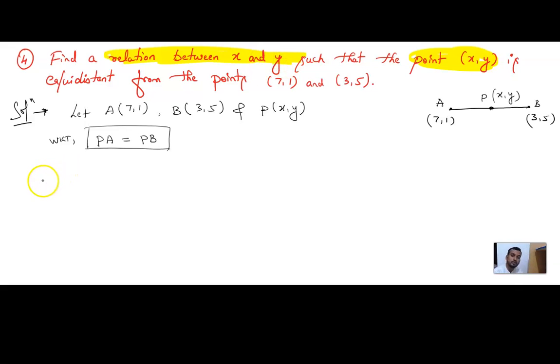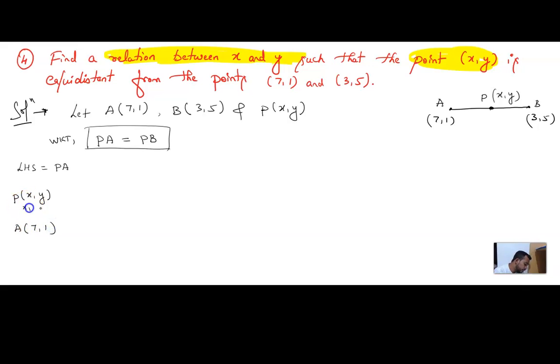So first let's find PA. The LHS part here is PA. Are you getting it, children? We are finding the value of PA. Now what are the coordinates of P? That is X comma Y. What are the coordinates of A? That is 7 comma 1.